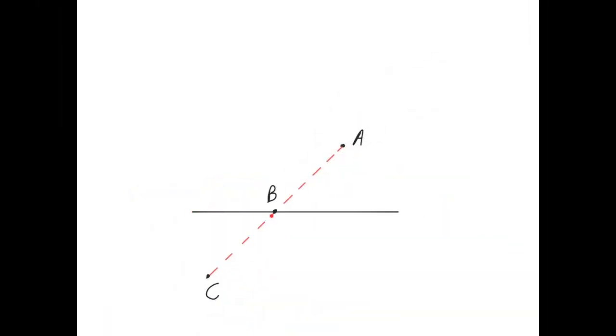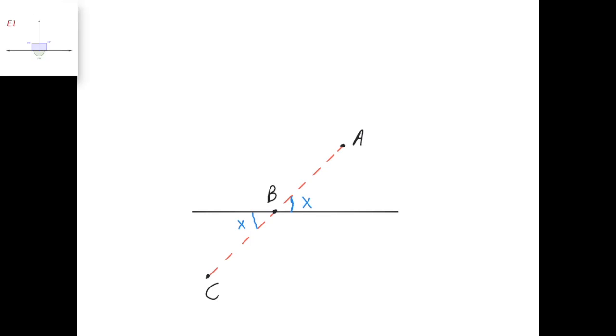Now suppose that we have a line, and we have three points: a point A here, a point B that lies on the line, and a point C here. And we need to show that A, B, and C lie on a straight line. What do we do? Well, we can just prove that this angle equals this angle, and then it will be done. So suppose that we proved that this angle equals this angle.